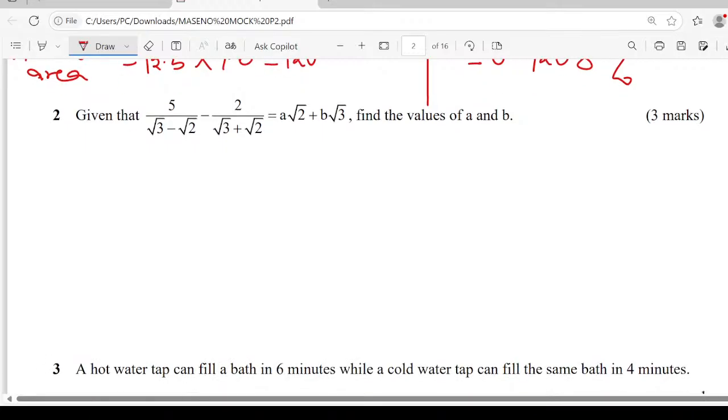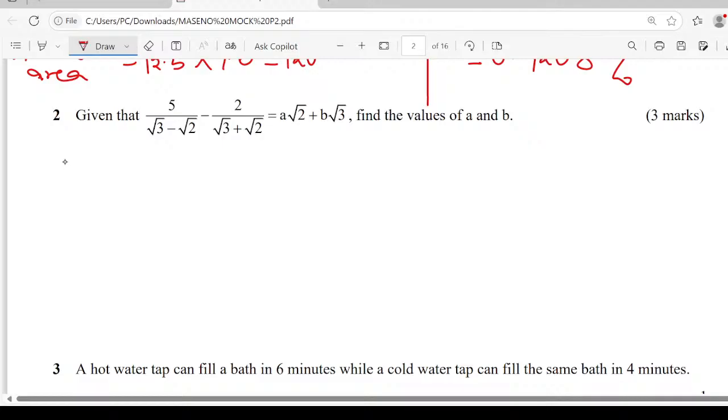Question number 2 is a question from Form 3 under the topic of surds. It says that given 5 over root 3 minus root 2 minus root 3 plus root 2 is equivalent to A root 2 plus B root 3. Find the values of A and B. Dear learners, look at that question. A very, very wonderful question. Let's see how we approach this question.